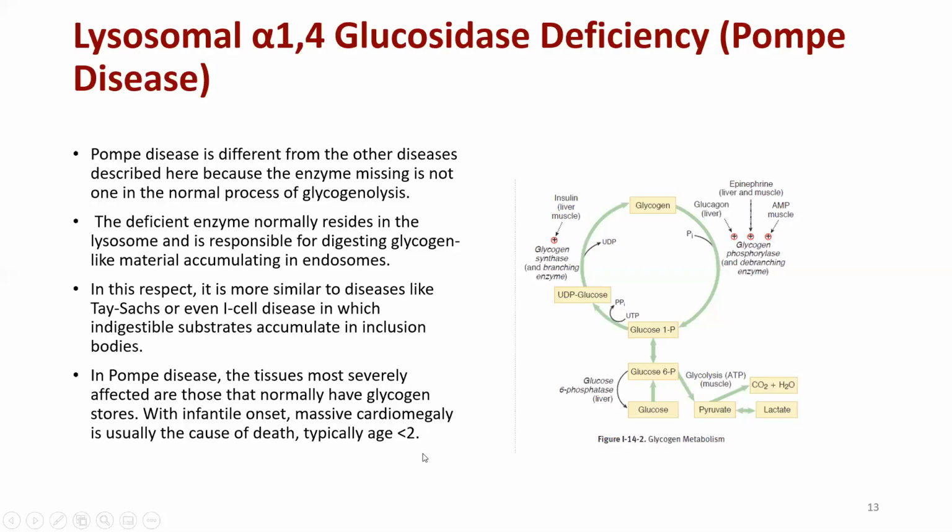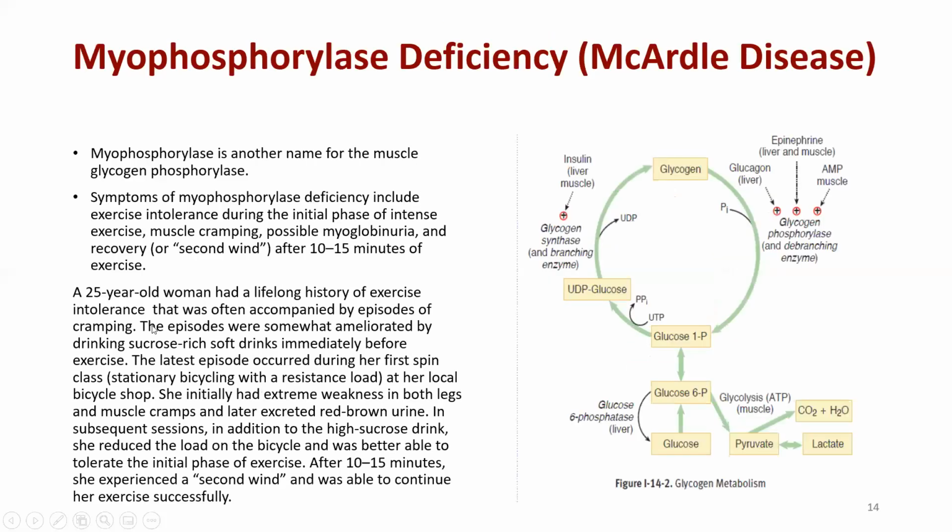McArdle disease, which is relatively common, the defect is in the myophosphorylase inside the muscle. Here is an example: a 25-year-old woman had a lifelong history of exercise intolerance that was often accompanied by episodes of cramping. The episodes were somewhat ameliorated by drinking sucrose-like soft drinks immediately before exercise. The latest episode occurred during her first spin class, stationary bicycling with resistance at her local bicycle shop. She initially had extreme weakness in both legs and muscle cramps, and later secreted red-brown urine. So she entered into rhabdomyolysis.